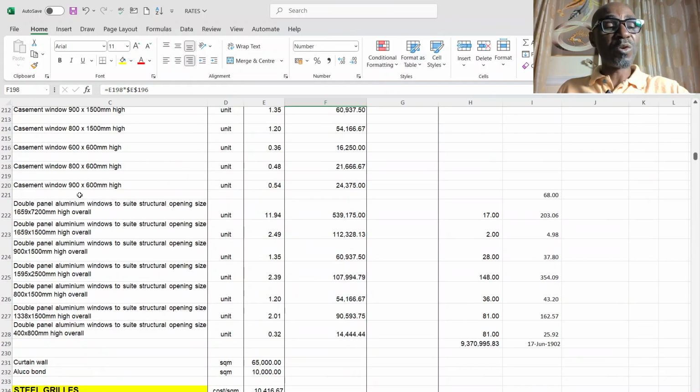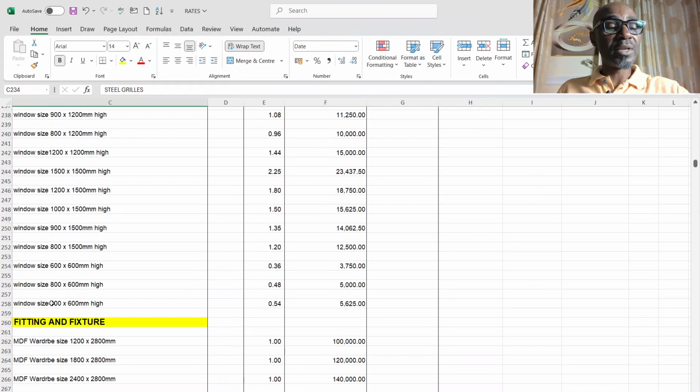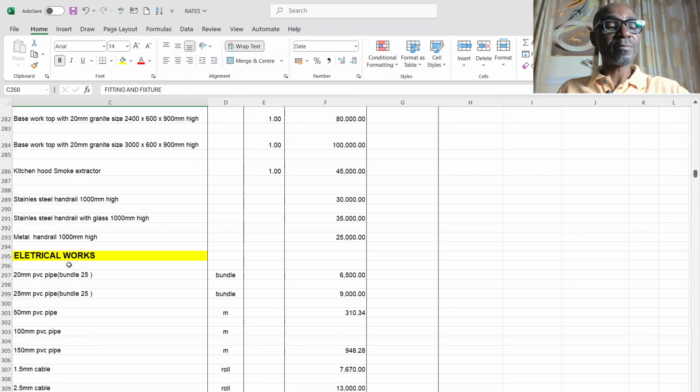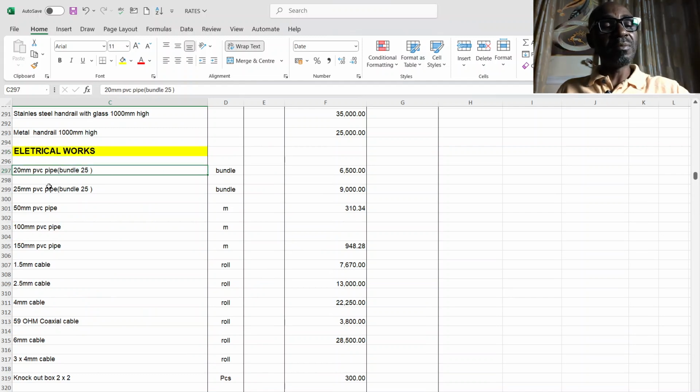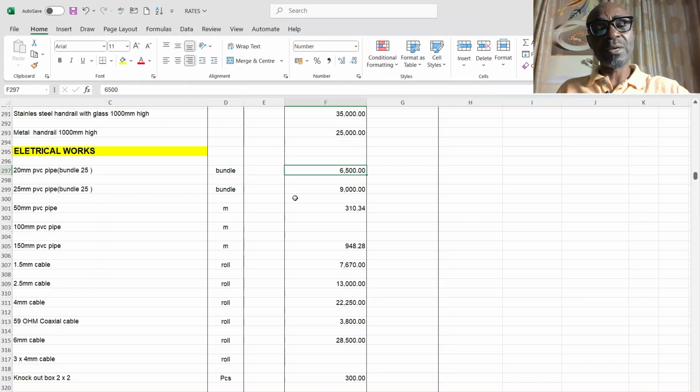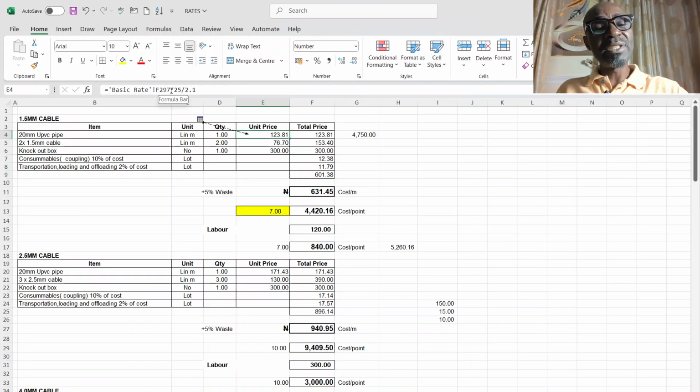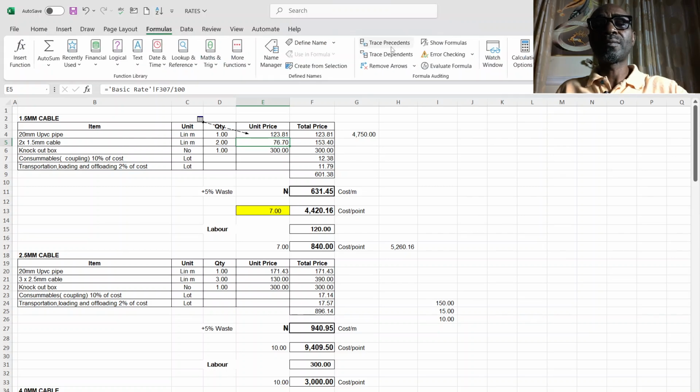I have for doors, I have for steel grills, I have for fittings and fixtures, electrical works. So now, like I said, as you can see, I have 20 PVC piping for that, and it's 25 in a bundle, and the cost is 6,500. And the rate says, the basic rate, 6,500 divided by 25, gives me the cost of one. Then I further divide that cost of one by 2.1, which is the length of one pipe. Then it gives me the cost per meter. The same thing for the electrical works.